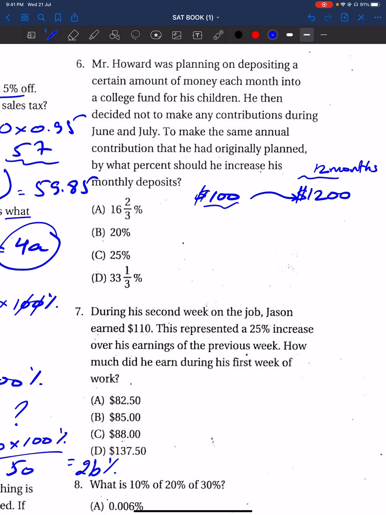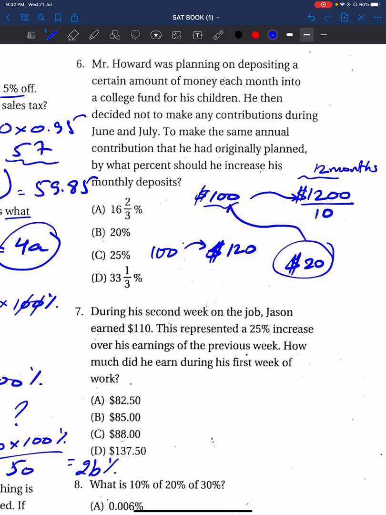that's $1,200. Having decided not to contribute for 2 months, he would have to contribute the 1,200 in 10 months of deposits. So divide this by 10 months. What he will be doing is that he needs to pay each month $120. This is an increase of $20 each month, right? So from $100, now I'm paying 120. So what is 20 as a percentage of 100? And that's obviously 20%. So your answer is B.